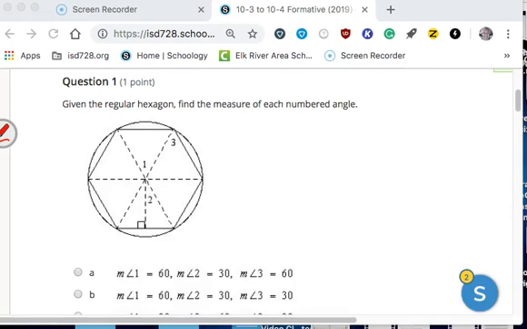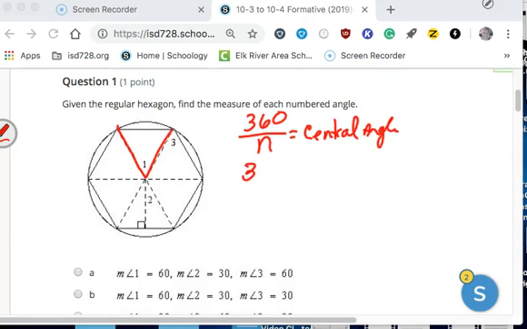Okay, this is 10.3, 10.4 formative. Given the regular hexagon, find the measure of each numbered angle. The numbered angle, number 1, is a central angle. And in order to find that, I'm going to go 360 divided by n, which is going to give me my central angle. So I've got 360 divided by 6, it's a 6-sided figure, and that's going to be 60 degrees. So that's the measure of angle 1.